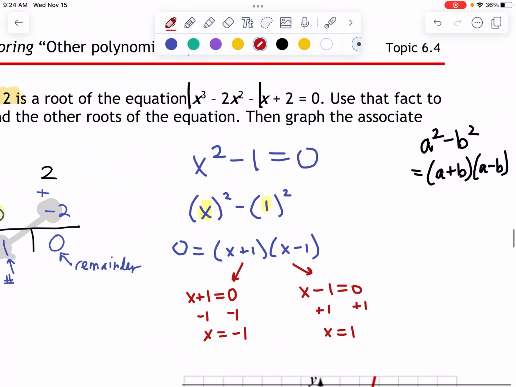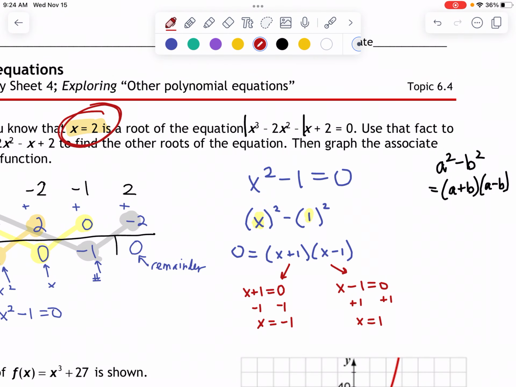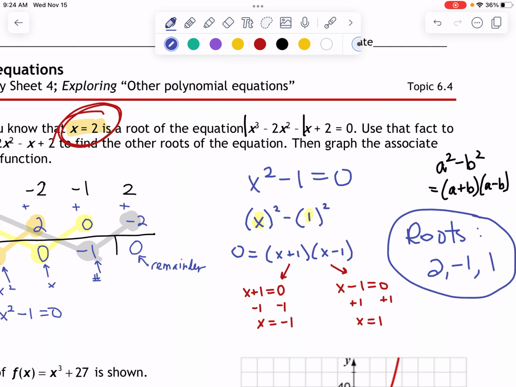And we were told at the very beginning that x equals 2 is one of our solutions. So our roots, we know, are 2, -1, and +1. So we're going to cross through the x-axis at 2, -1, and +1.